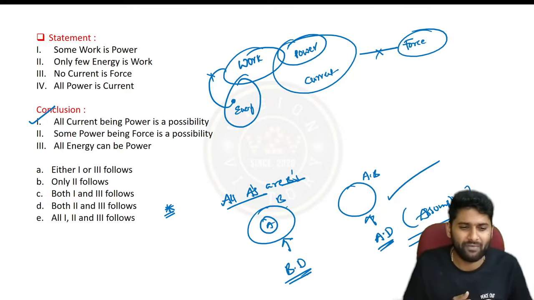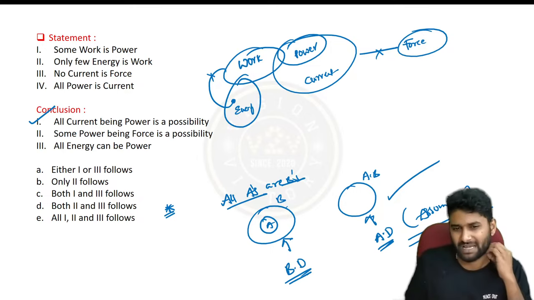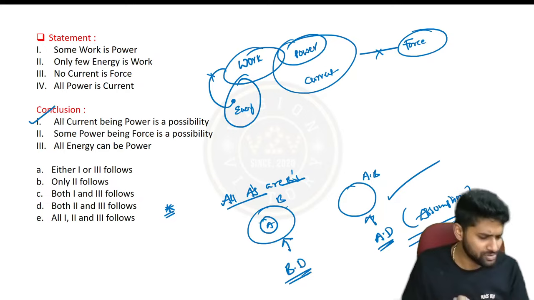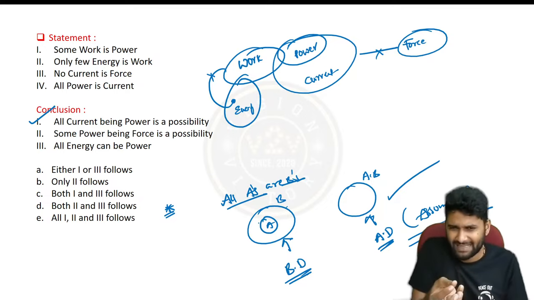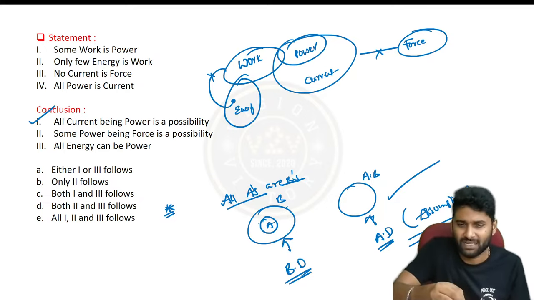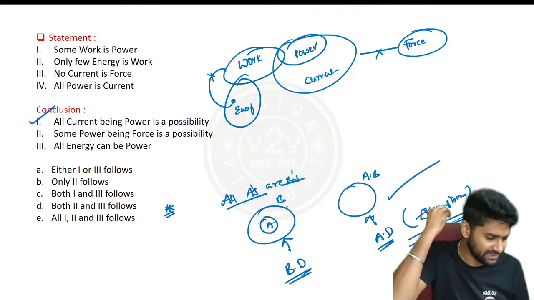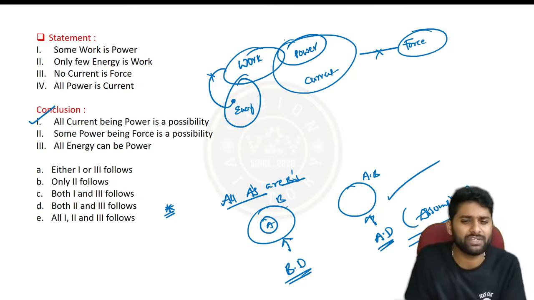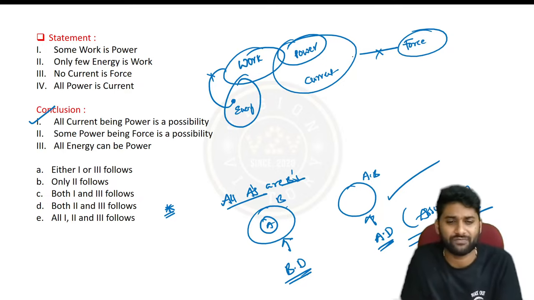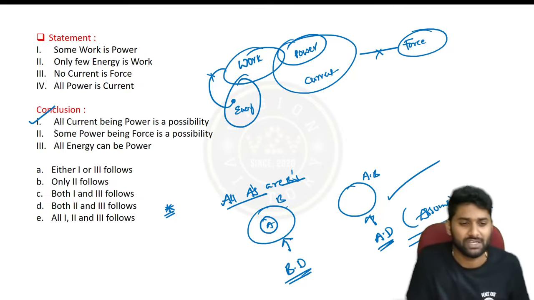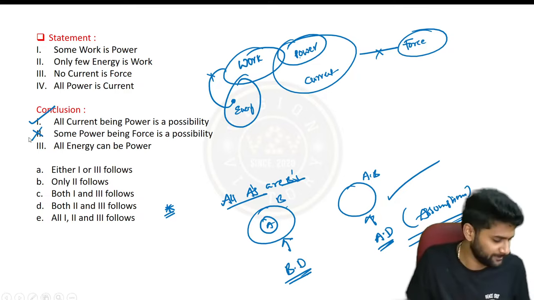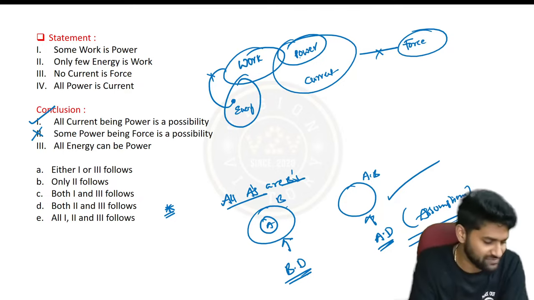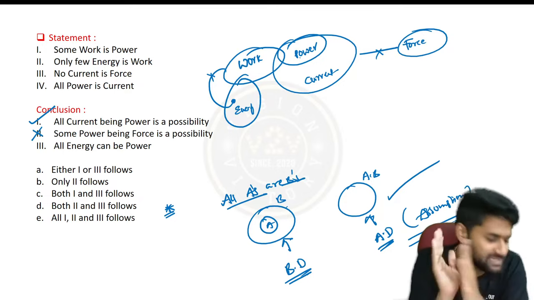Second one, some power being force is a possibility. Guys, some power being force is a possibility. Is it possible? Not possible. Why? Because if you take anything from the power circle, definitely you will get the current. If you have a current, you cannot replace it with the force. That's why we cannot assume all power is force. We cannot assume some power is force. So you never get this kind of possibility. That's why your basic diagram must be 100% valid. Why? Because it clearly represents our statement.